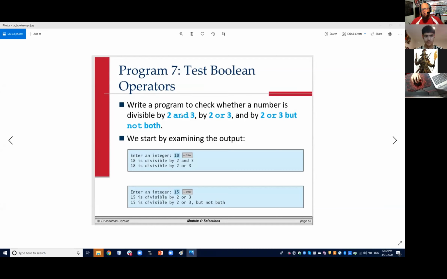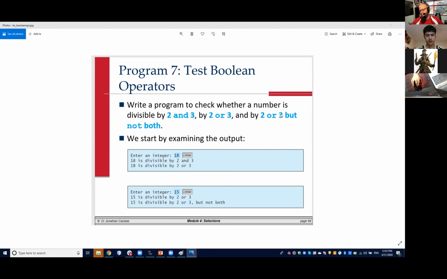I'm going to put you all into groups. Don't start coding this right now, please. A lot of times we go into groups and some people who were motivated had already started coding it. No, we want to code it together in your groups. So here, write a program. It's a pretty straightforward program, pretty short. Ask the user to enter a number, and then you need to print out if the number is divisible by 2 and 3, by 2 or 3, or also if it's divisible by 2 or 3, but not both 2 and 3.